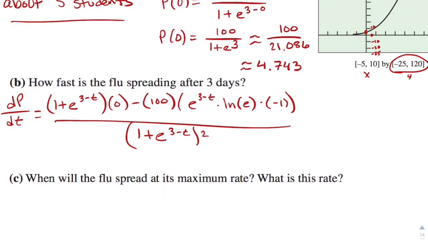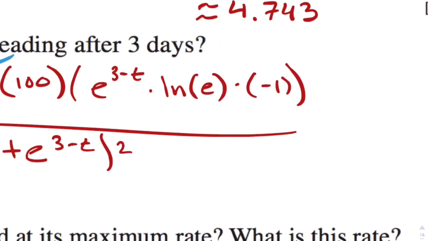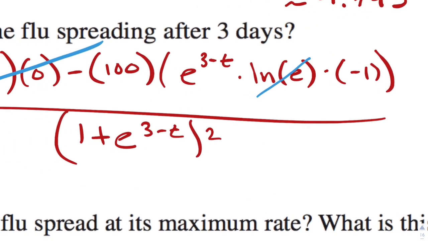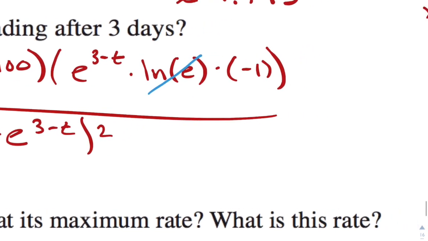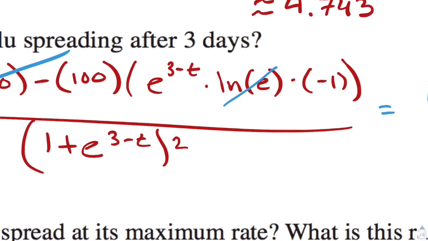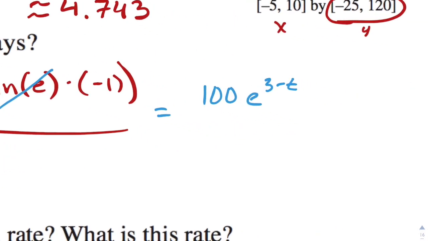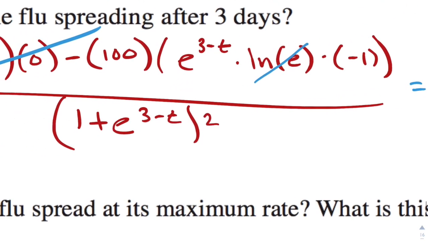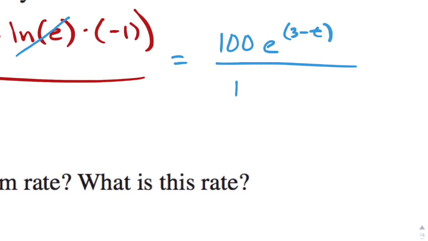You'll see that this goes away with the 0. You have a negative 1 times a negative 100. So this ends up becoming 100 e to the 3 minus t, because negative 1 times negative 100 is 100 times e to the 3 minus t. So it's 100 e to the 3 minus t, all over 1 plus e to the 3 minus t, quantity squared.